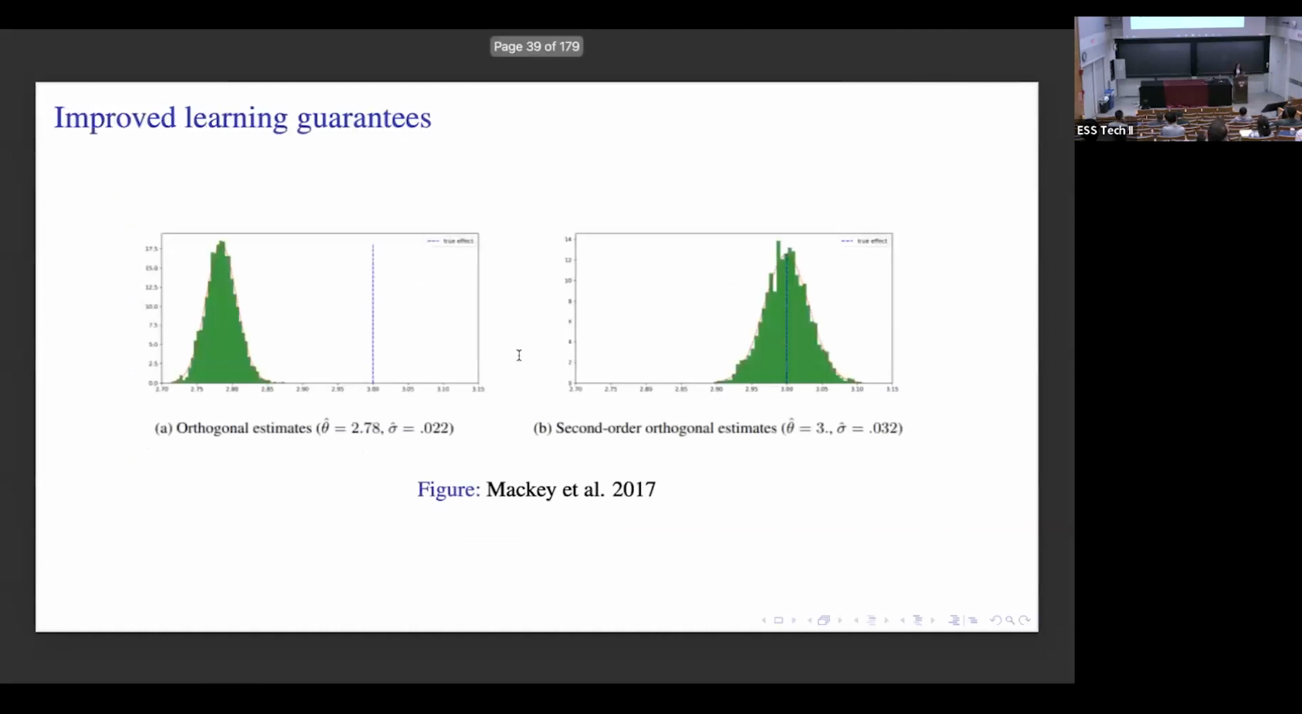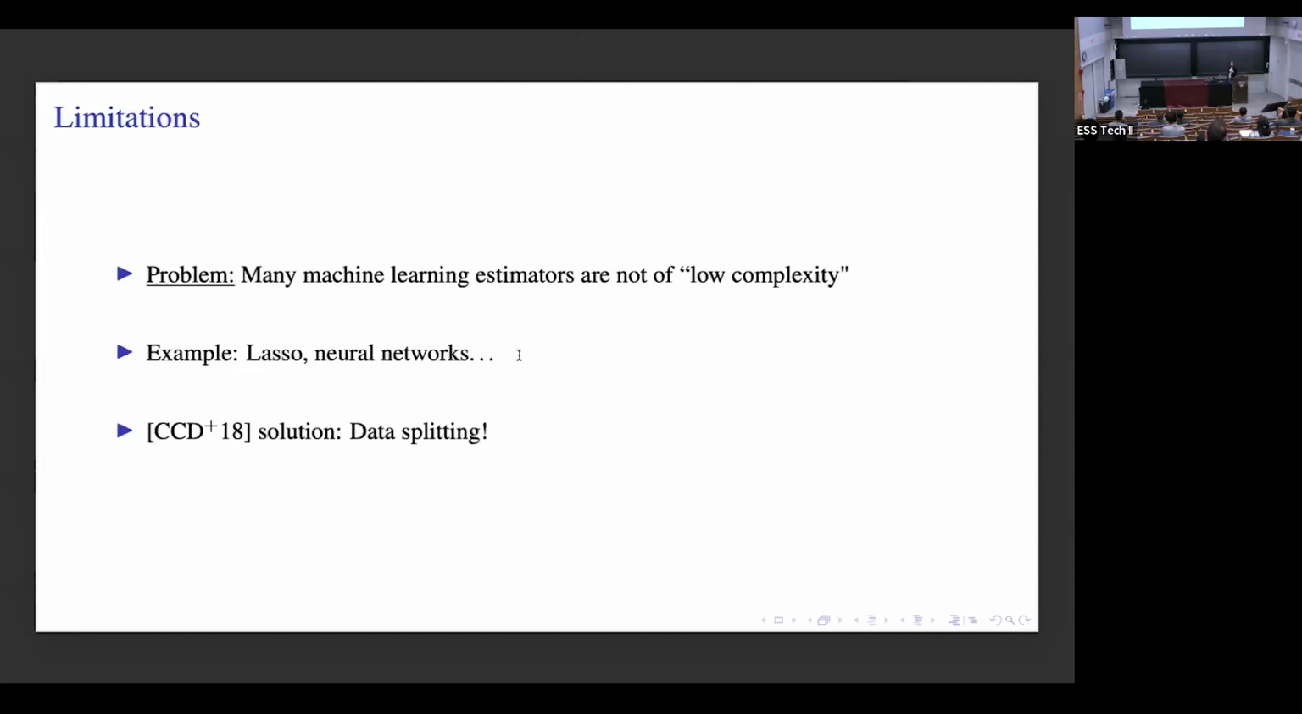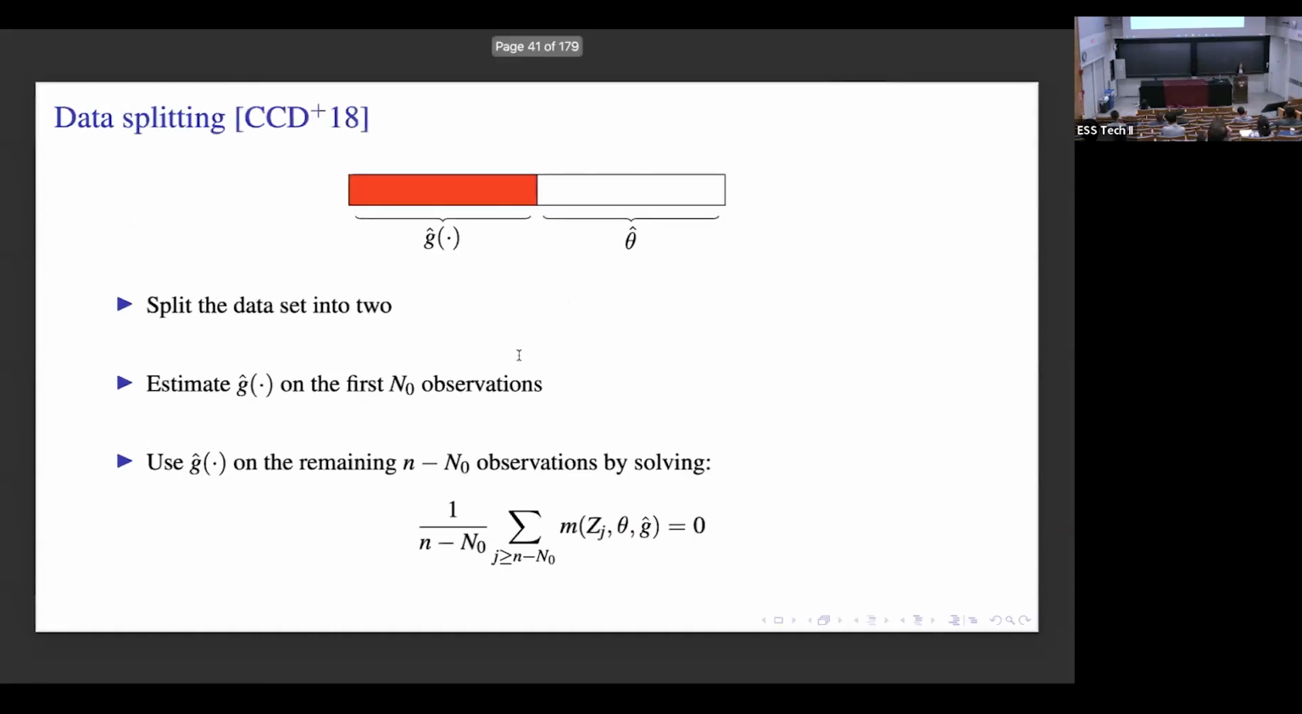The problem with this is that many algorithms that we would like to use to try to estimate the nuisance parameter do not fall into this low complexity class. And so the theory does not extend. So to try to resolve this problem, there was this beautiful paper that proposed to instead use data splitting. So here is what they propose to do.